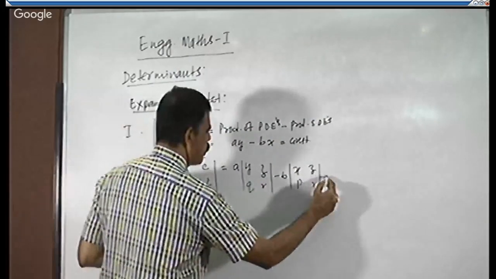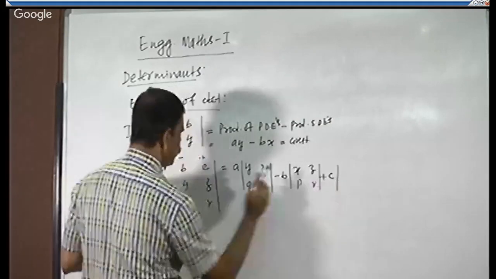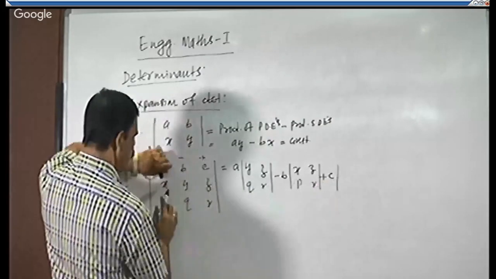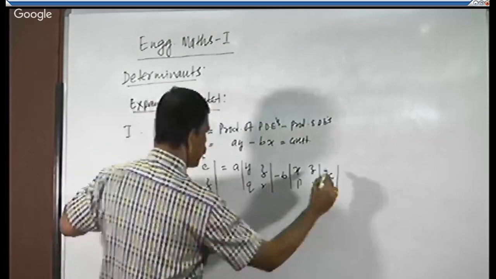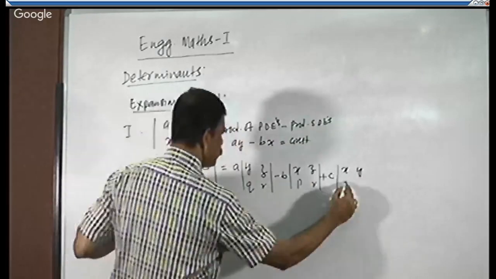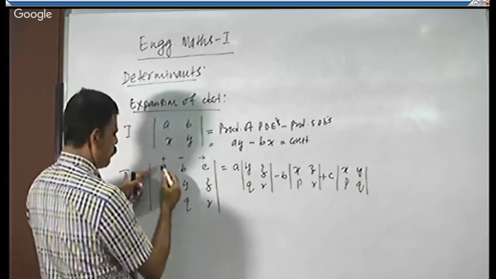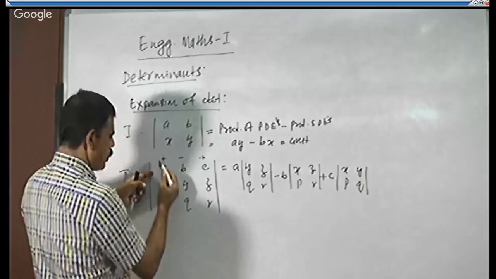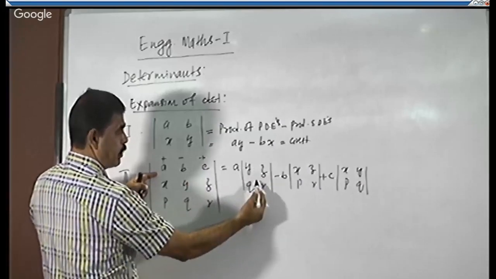The standard sign is plus for the third element of the first row, C, into: leave the corresponding column and row. X, Y, P, Q. I will write the determinant first: X, Y, P, Q. Got this? Take the first element, leave the corresponding column and corresponding row. The other things are taken in the form of a determinant.